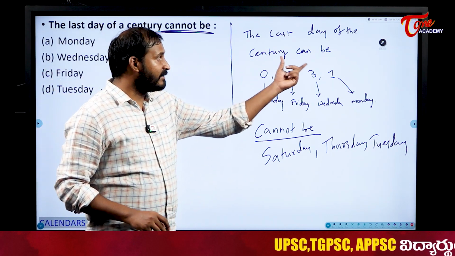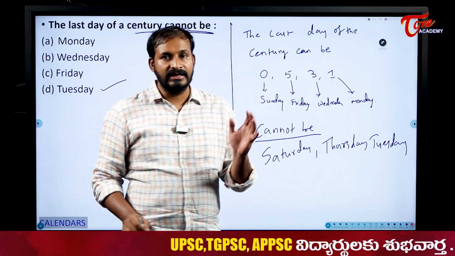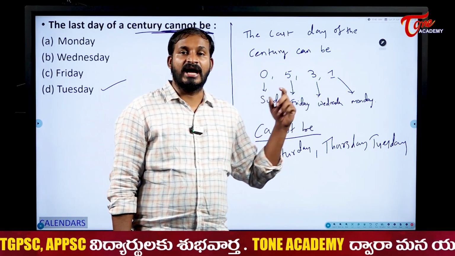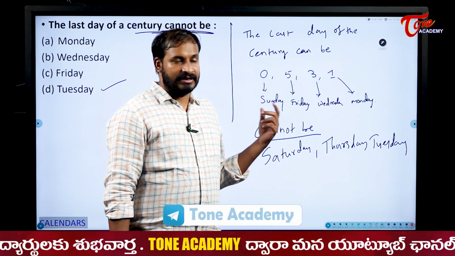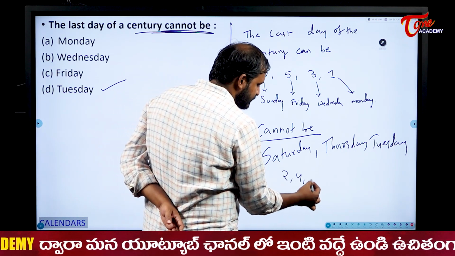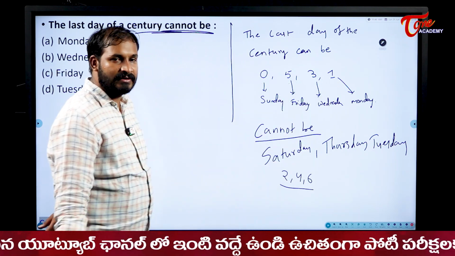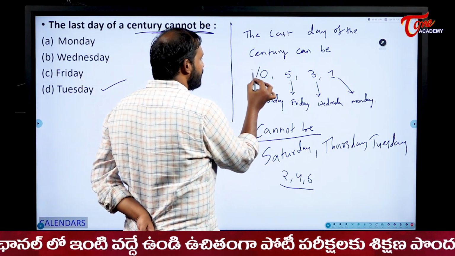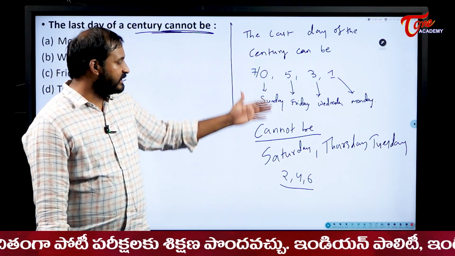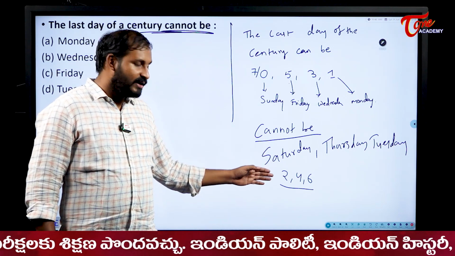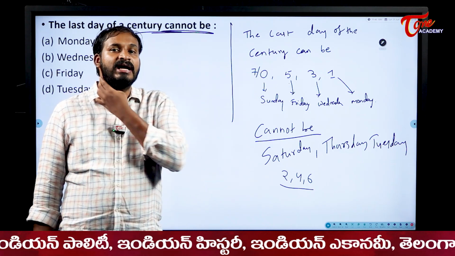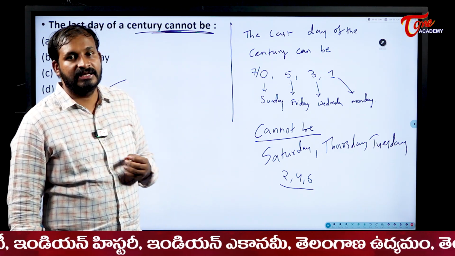Please be careful, students. Can be means it can be 0, 5, 3, 1. Simply the century codes. Remember this one. Century codes are what? 0, 5, 3, 1. So the last day of the century can be 0, 5, 3, 1. Cannot be means what are the days? What are the even numbers? 2, 4, 6. If you consider this as odd numbers, the other things will be even. Sir, how 0? 0 is nothing but 7, right? Because of that reason, I am calling this as odd days and this as even days. Even days cannot be the last day of the centuries, whereas odd days can be the last day of the centuries.